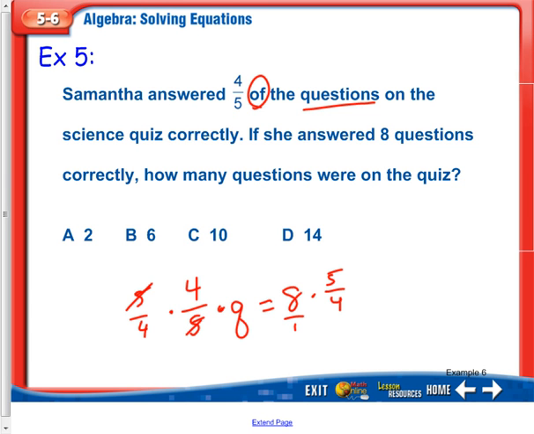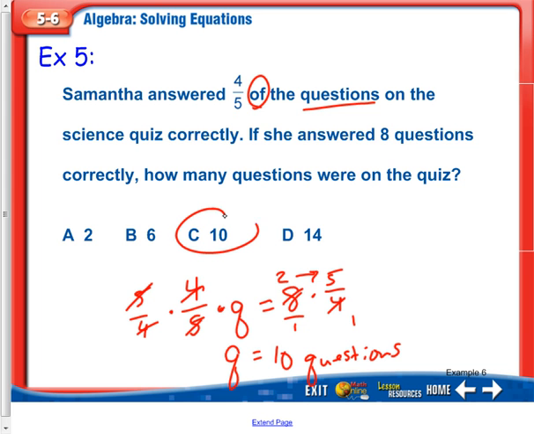Our 5s are going to cancel. Our 4s will cancel. And I'm left with Q is equal to, now I can simplify my 4 to a 1, my 8 to a 2. When I multiply, I'm going to get 10 over 1, or just 10. So 10 questions would be my correct answer, or from our choices above, C would be the correct answer.